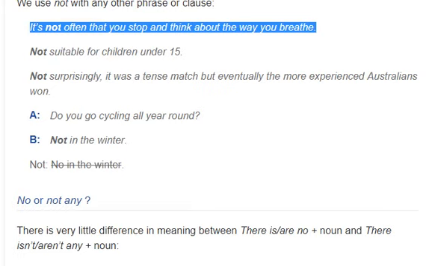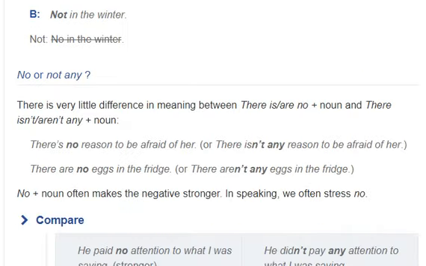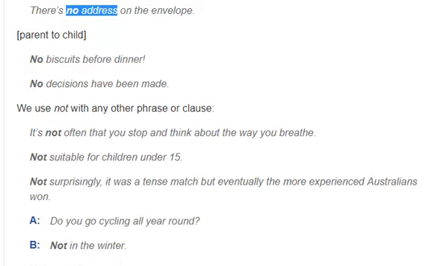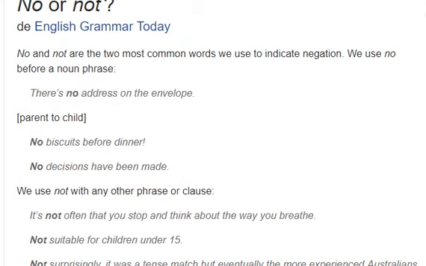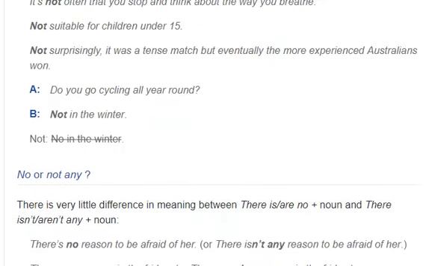Mas olha aqui. Often não é substantivo. Então, pode colocar not. Aqui, nós tínhamos address, no address. Você coloca no. Então, quando você tem noun phrase, quando no is before a noun phrase, você pode usar e fica tranquilo. Por isso, tem que identificar se você está usando substantivo, verbo, adjetivo, etc. Tá bom?